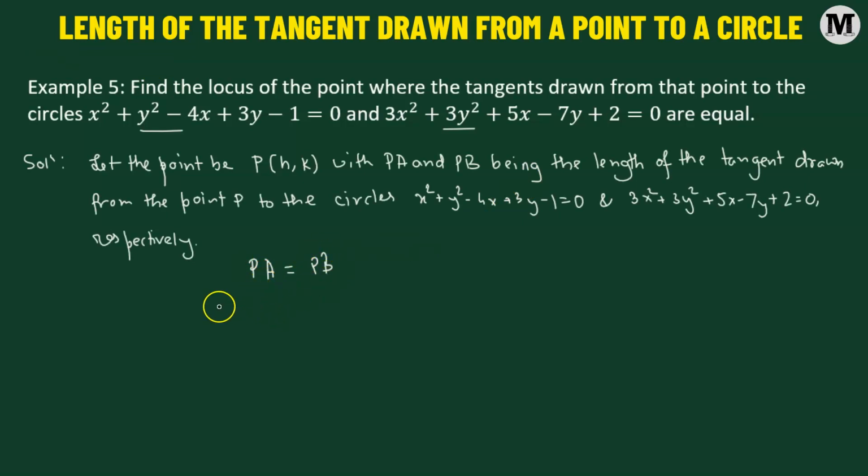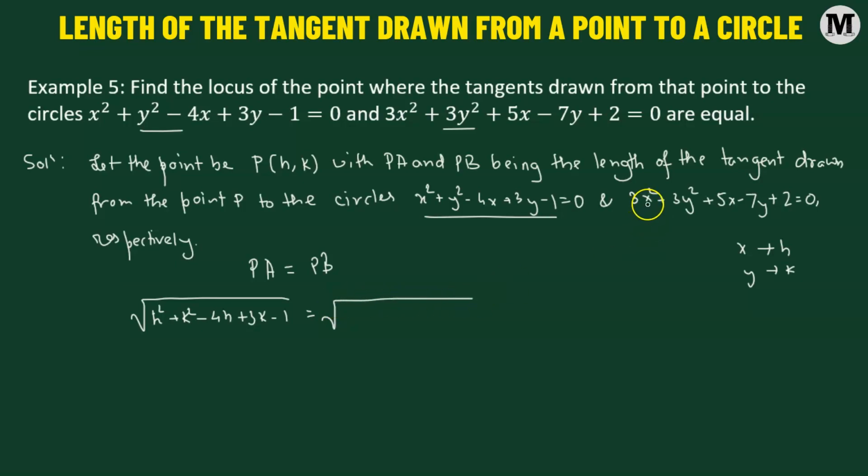So let's now find the length of the tangent PA. All we have to do is take the first equation of the circle, replace the value of x with h and the value of y with k. Our length will become the square root of h squared plus k squared minus 4h plus 3k minus 1. This will be equal to the length of the other tangent. All you have to do is replace x with h and y with k.